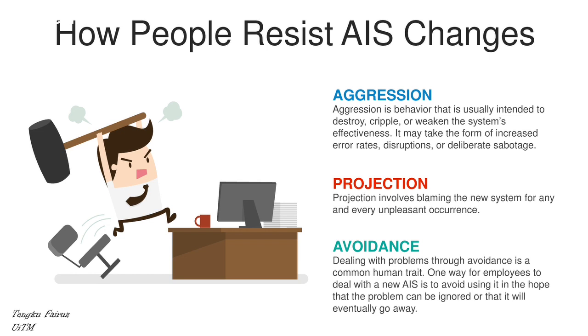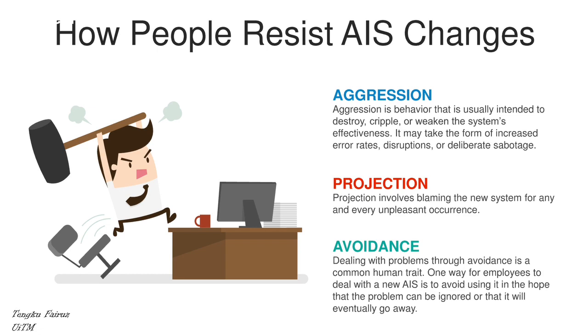So this is a common human trait. This is where the employees, the users, when they deal with the new system, they avoid using it, in the hope that the problem can be ignored, or that it will eventually go away. So that's one of the major resistances, among these three: aggression, projection, and avoidance.